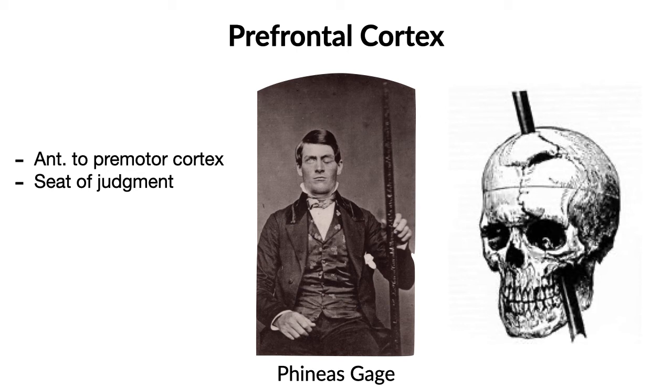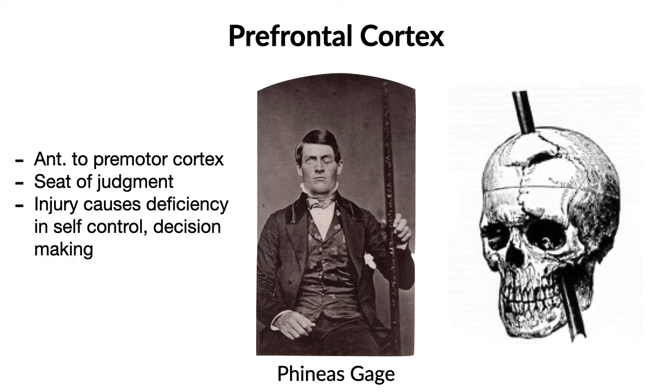This is the prefrontal cortex. This is the very anterior portion of the frontal lobe. When you have an injury here, it causes a deficiency in self-control and decision-making, and you might as well just make it simple and just say it made him have bad judgment.